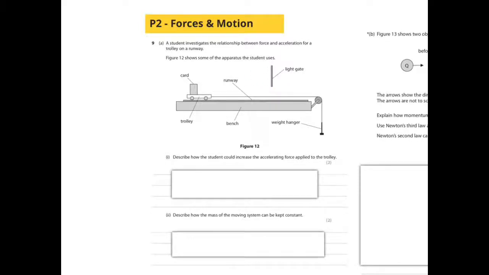Light gates can be hooked up to a computer to measure all sorts of things. So here, acceleration presumably. And what we've got is a weight or a mass hanger. We add masses to this. It provides a pulling force down, and that will cause the trolley to accelerate forwards, and we can vary the mass by putting masses on the trolley.